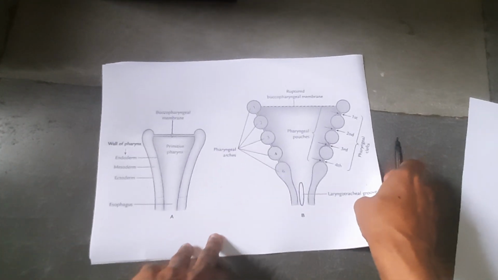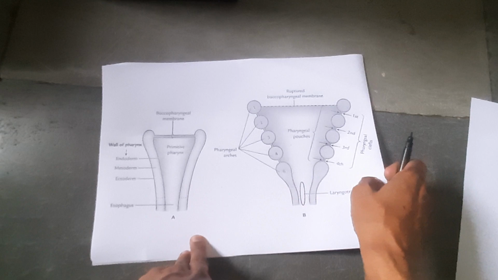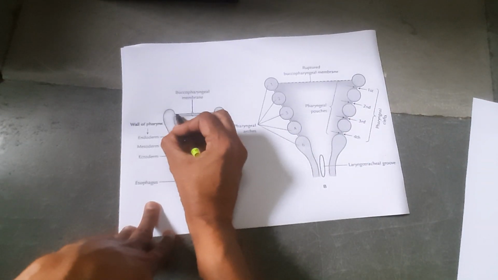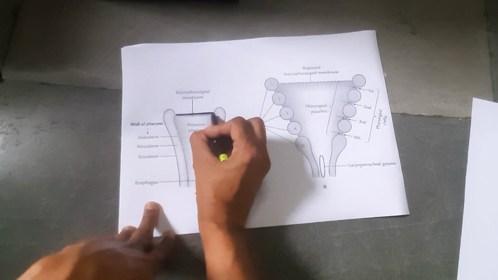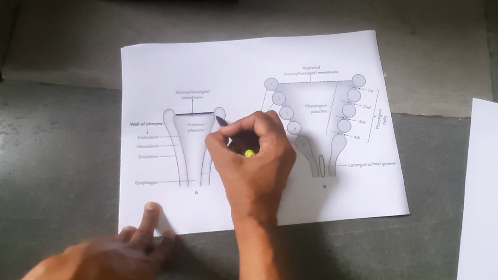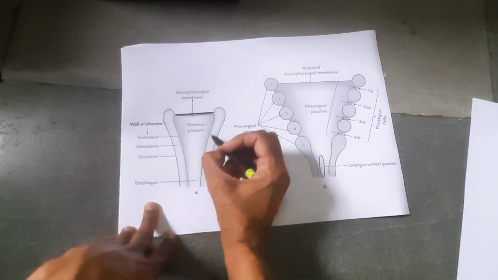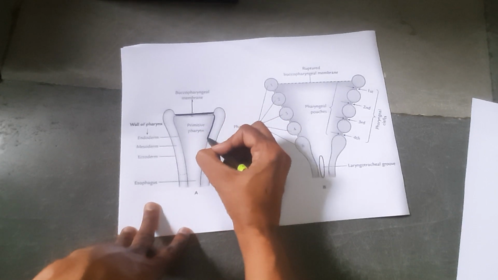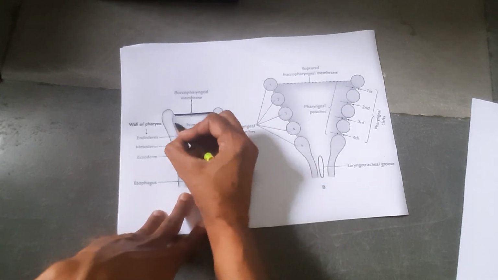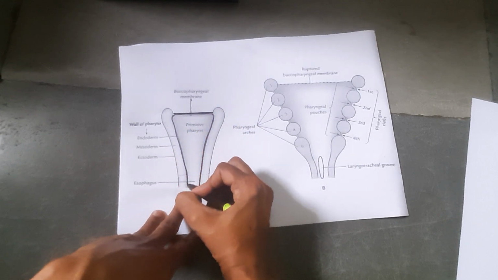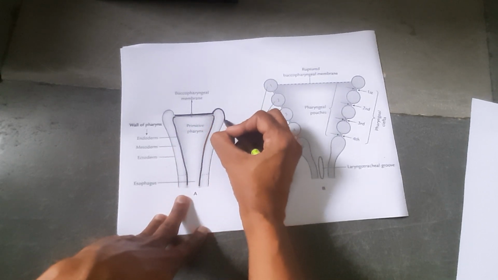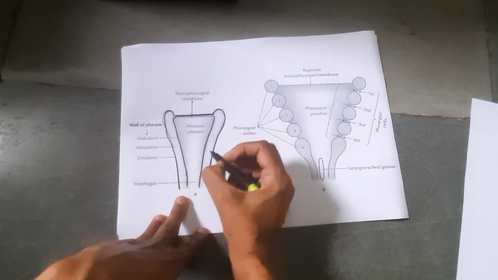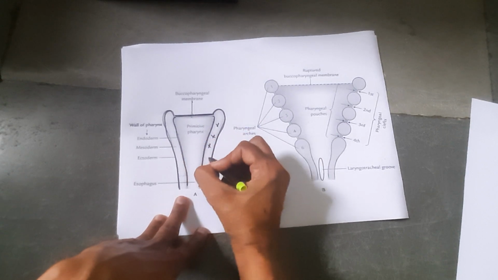Hello, in this video we discuss the pharyngeal pouches. As you see in this figure, this is the stomatodeum, the developing mouth, and this is the buccopharyngeal membrane. This is the primitive pharynx, and this is the lateral wall of the primitive pharynx, having an inner lining known as the endoderm. The outer layer is the ectoderm, and in between these two is the mesoderm.